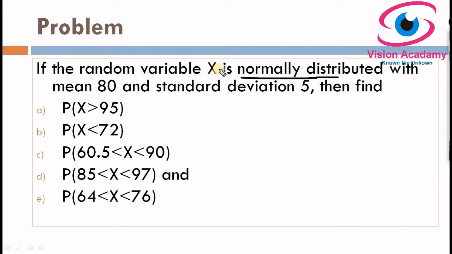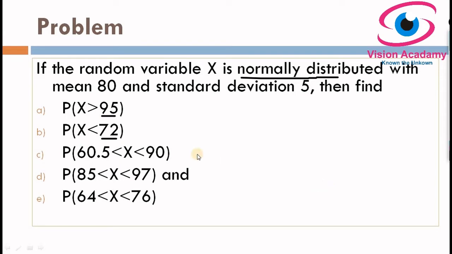And as I told you, there are two parameters in the normal distribution curve. One is mu and one more is standard deviation. In addition to that, the variability lies on x. So we need to find out x greater than 95, x lesser than 72, x in between 60.5 to 90, x between 85 to 97, x between 64 to 76. All possible values for plotting the normal curve and calculating z-score I have considered in this problem.